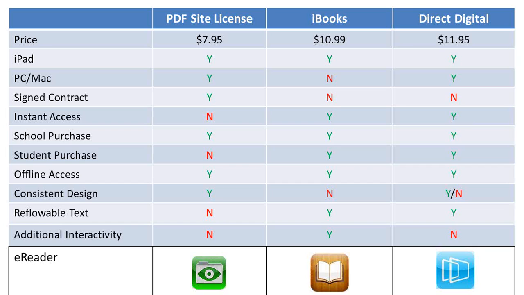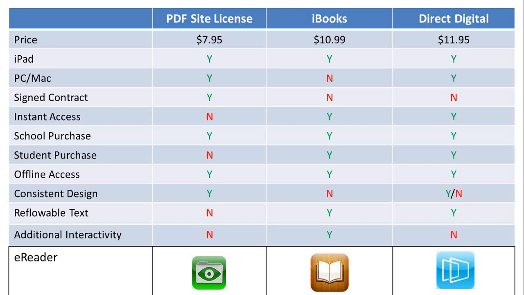If you make a PDF site license, you need to have a contract. But the other two options do not require a contract with us, at least. Can you get instant access to the PDF? It takes a little time for us to get the contract signed and then to get the files over to you. But if you're having students buy iBooks or buy through the Direct Digital platform, then they can purchase those things immediately. All three options do make it possible for a school to purchase on behalf of the kids. That's the only option for the PDF: to have the school do it.